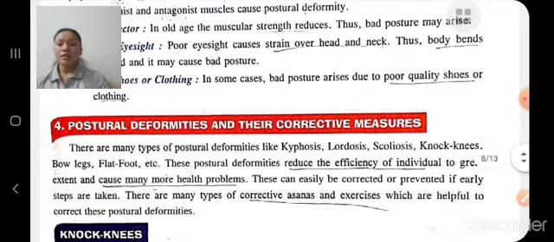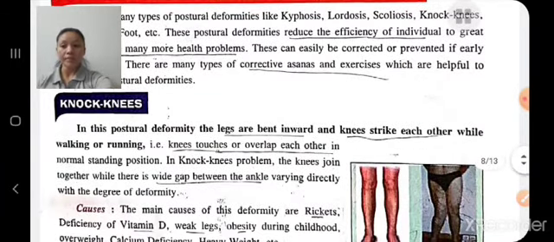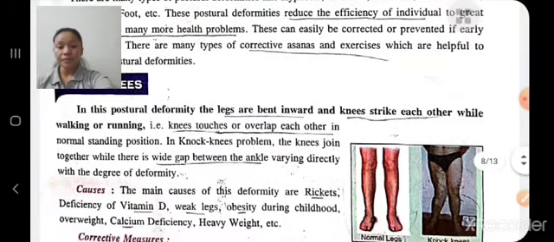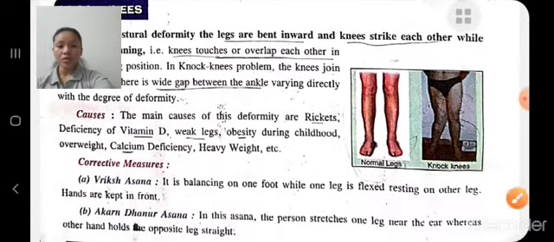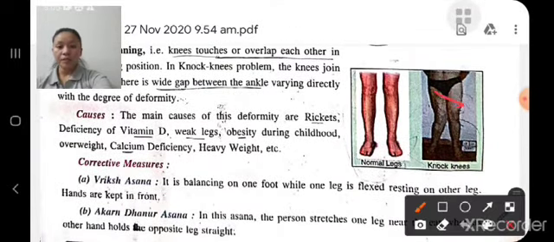Let's discuss some posture deformities. The first is knock knee. In this posture deformity, the legs are bent inward, the knees touch each other, and therefore there is a wide gap between the ankles.